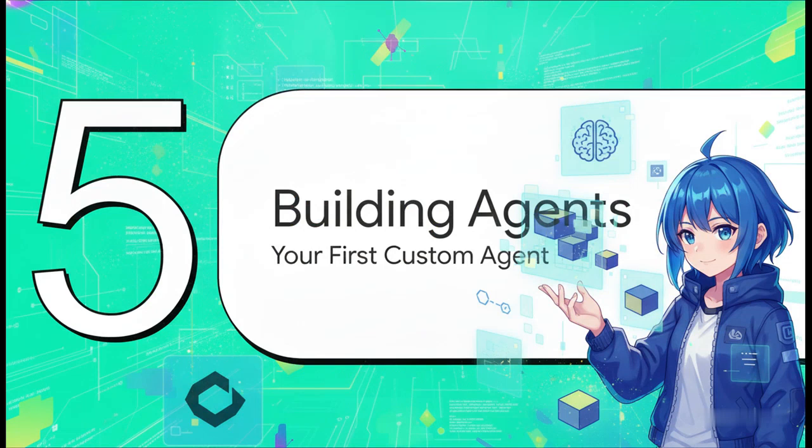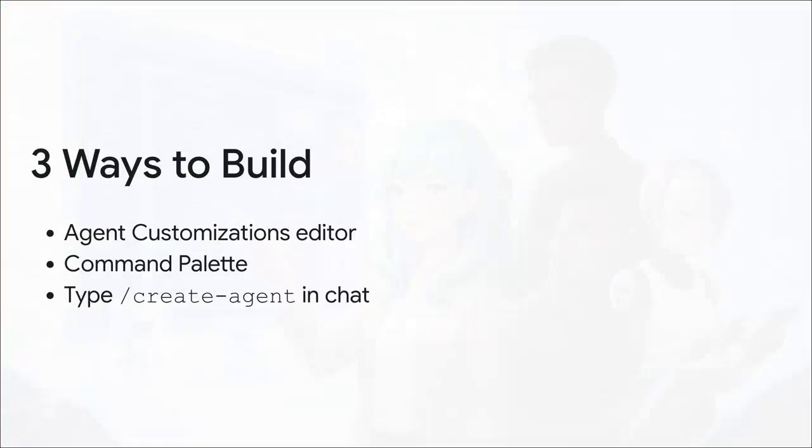Moving to part 5, building your first agent. All right, we know what they are and how they work. Let's get to the fun part, execution. There are 3 highly actionable ways you can start building your first agent today. You can use the Visual Agent Customizations editor by running chat open customizations. You can use the standard command palette and select new custom agent.